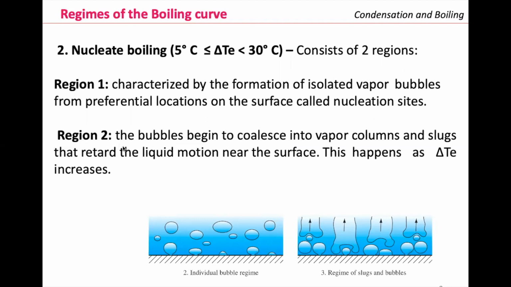And region 2 is when the bubbles begin to coalesce in vapor columns and slugs that retard the liquid motion near the surface. This happens as you increase the excess temperature, right? When you move from 5 to 30. This is how those regions would look like. The bubble region, right? Isolated vapor bubbles. And this is when they start to coalesce in vapor columns, like they start forming these columns as you move the temperature excess from 5 to 30.